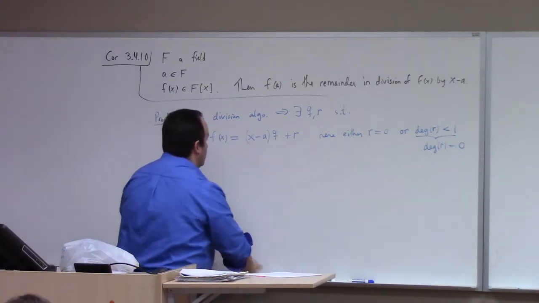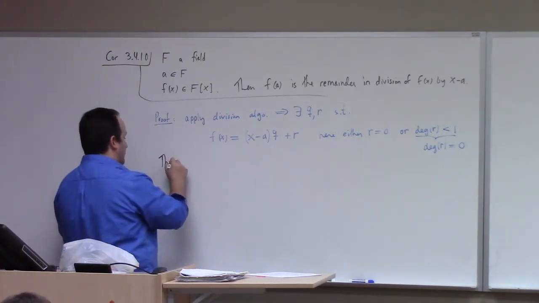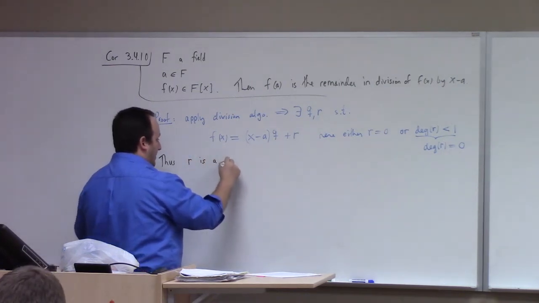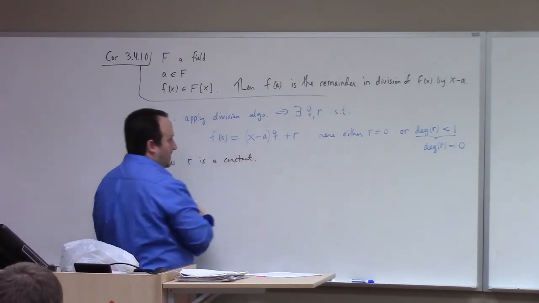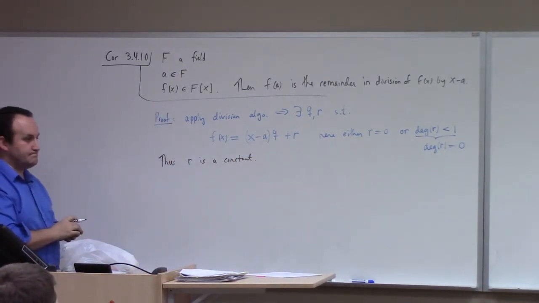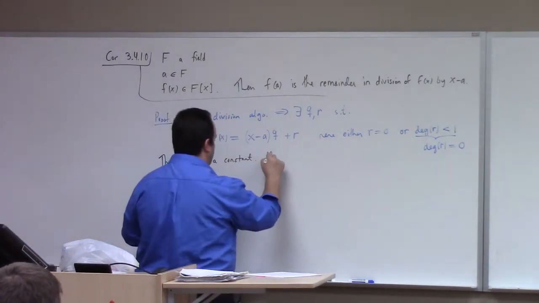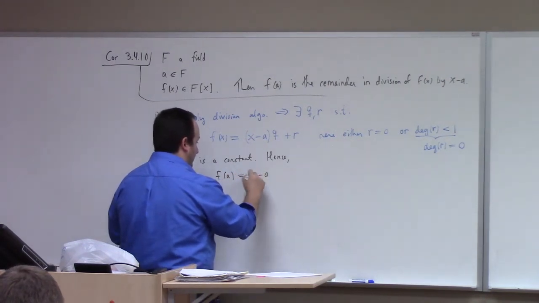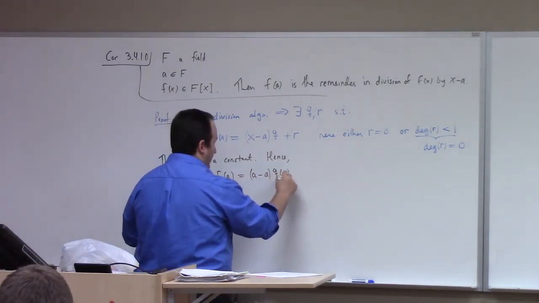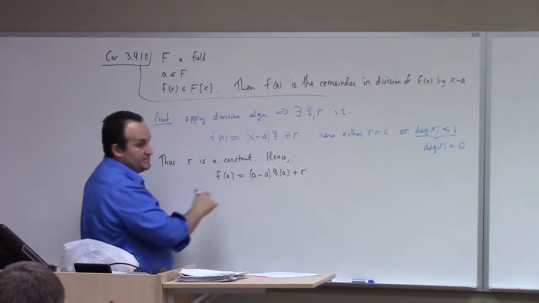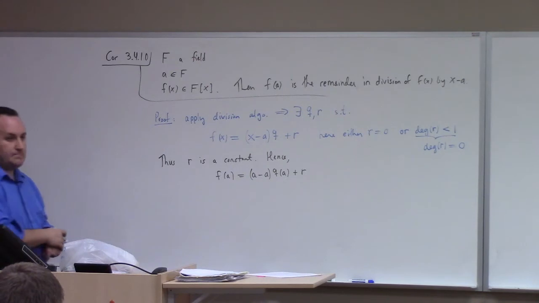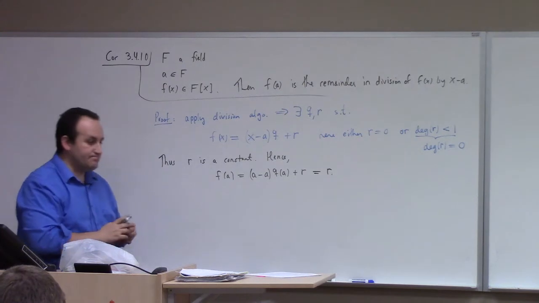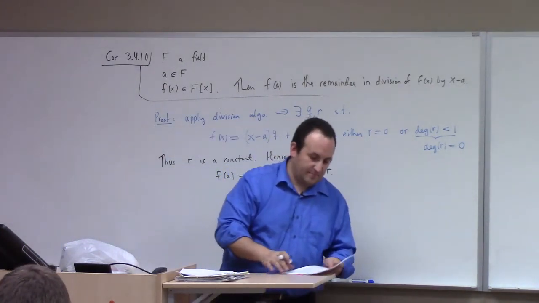So thus R is a constant, right? And hence, if you calculate f of a, what do you get? So this is 0, right? And so we get R. There you go. This is sometimes called the remainder theorem, right?